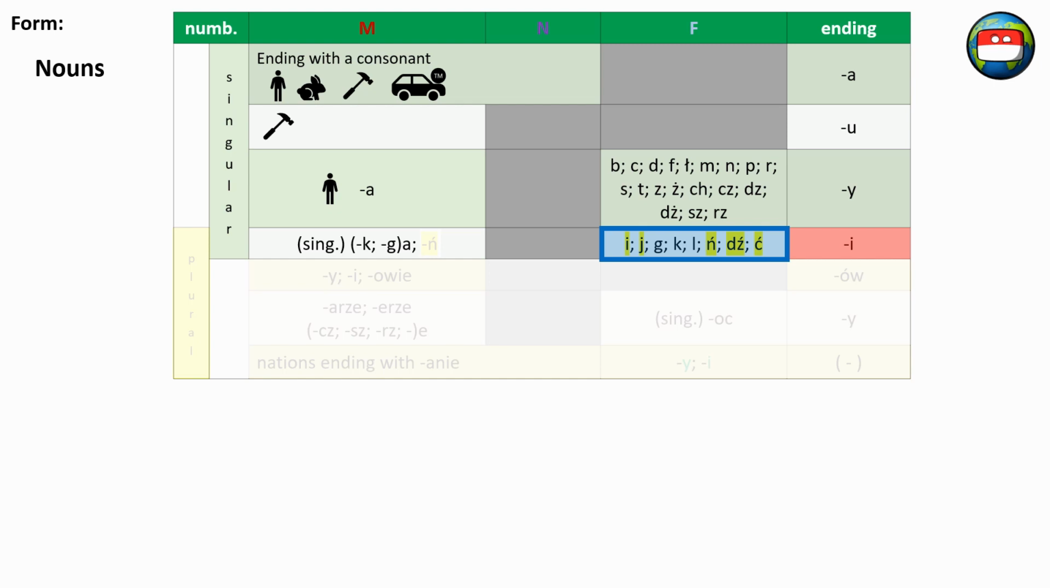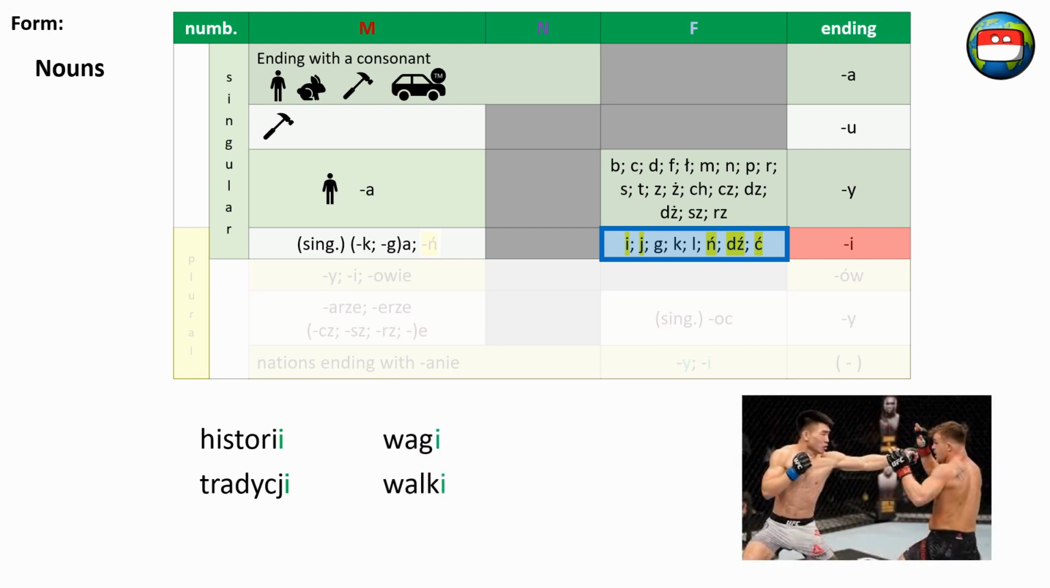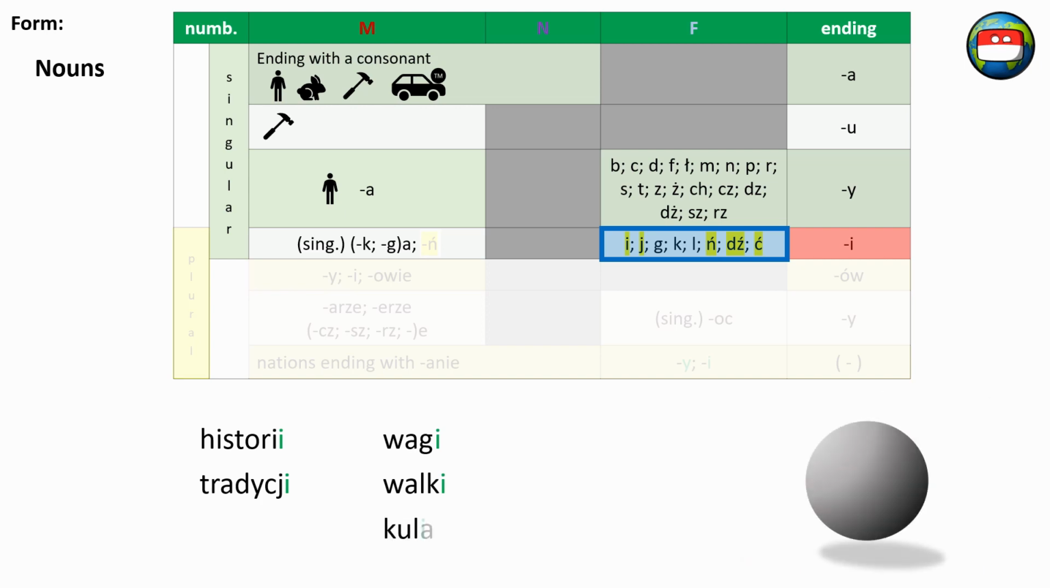Let's see. So we have nominative singular, historia. Nominative plural, historie. And the genitive for both of them, historii. And the same here. Tradycja, tradycje, tradycji. Then we have words with those 3 letters in the last syllable. Waga, wagi. Walka, walki. Kula, kuli.